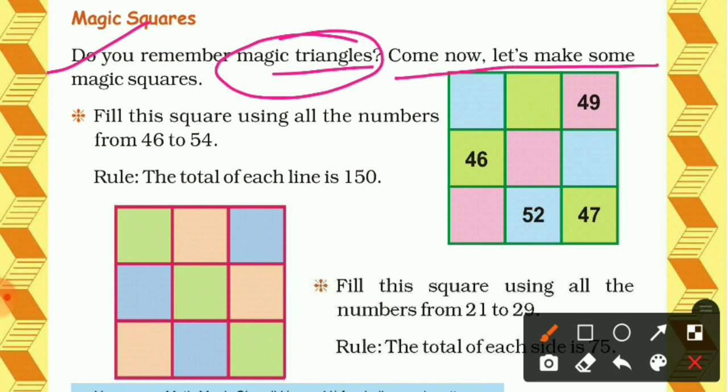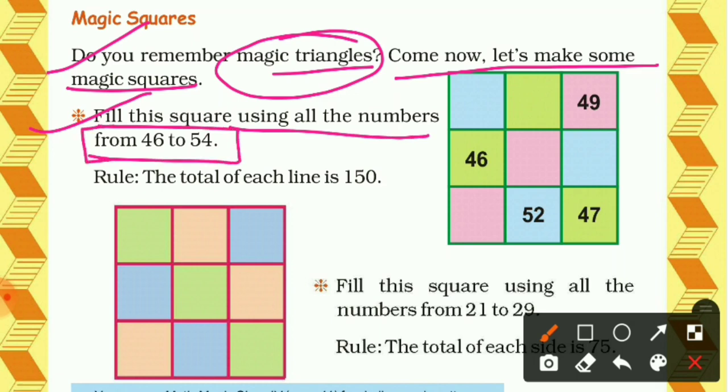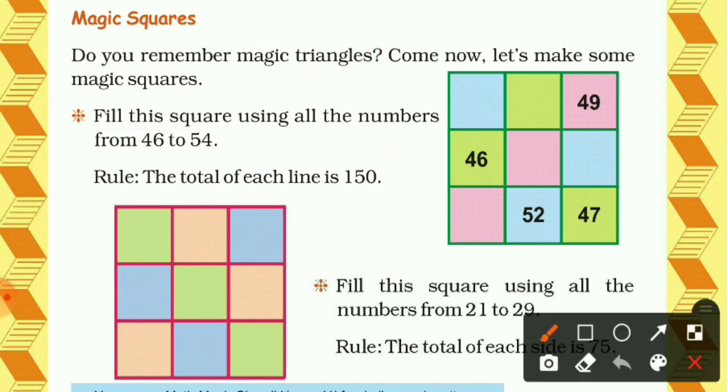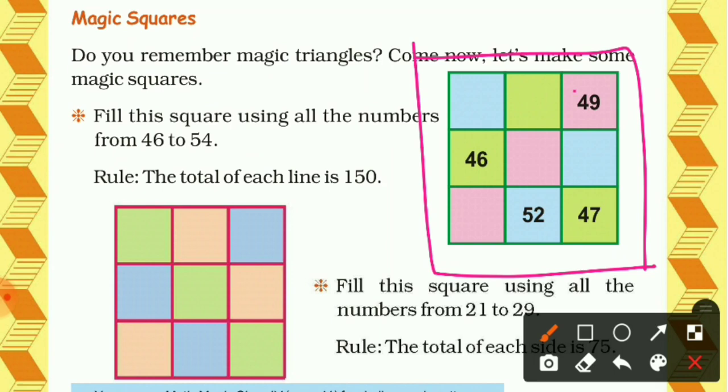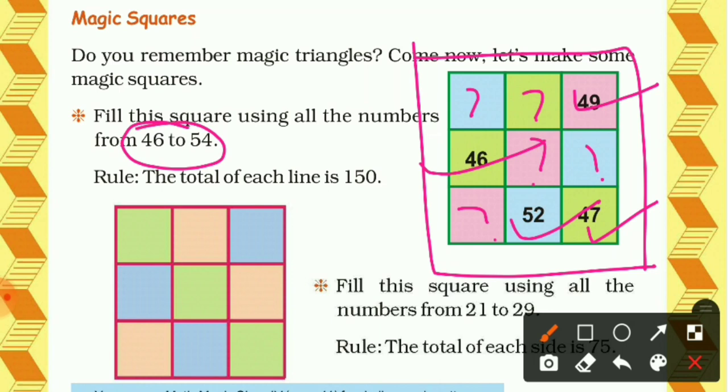Come now, let's make some magic squares. So dear students, are you ready to make some magic squares? Okay, let's start it. Fill this square using all the numbers from 46 to 54. So here is a condition. First see this magic square. We have some numbers here, 49, 46, 52, 47, and some blank boxes. So we have to fill this by using the numbers from 46 to 54.